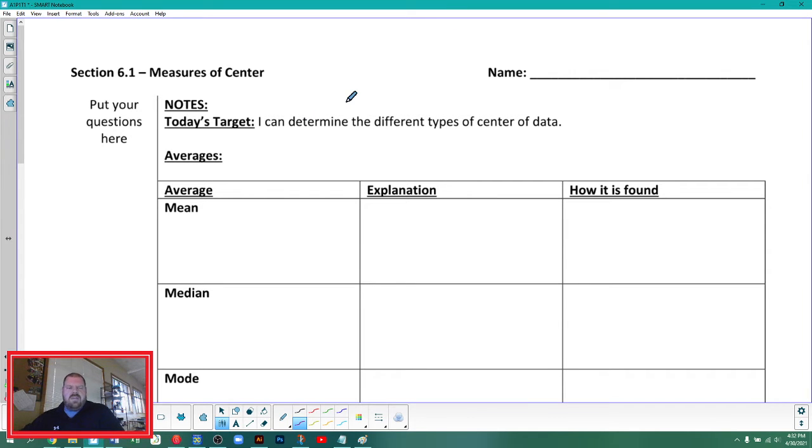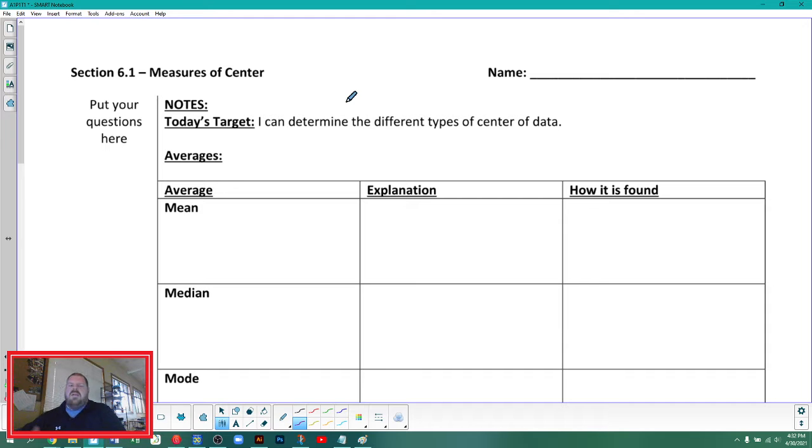All right, so today we're talking about measures of center. And the idea behind measures of center is kind of trying to find what the middle of a data set looks like, what the overarching average, the balancing point sort of is. So let's go ahead and get started.